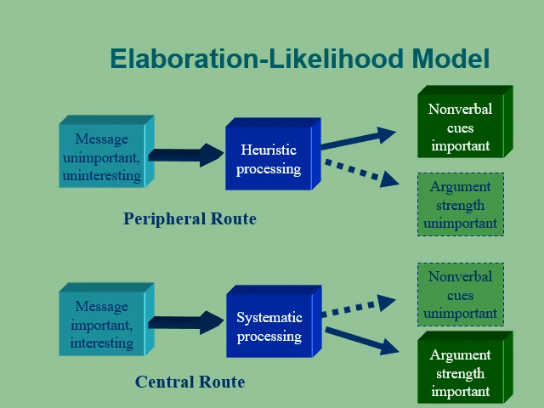Okay, so again, the central route happens when you're really motivated, interested in the message, able to really process it thoroughly, and that leads to systematic processing, where you only look at how strong the arguments are. But if you're not processing things that well, you're not motivated, you're more likely to use a heuristic.